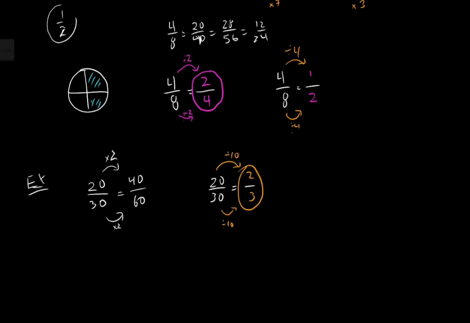I can also take 20 over 30 and divide by 5. Again, it has to be numerator and denominator, and I will get 4 over 6. So that's an equivalent fraction. So long as you multiply by the same number or you divide by the same number, right, without getting a remainder, you will get an equivalent fraction. They're called scaling up and scaling down.